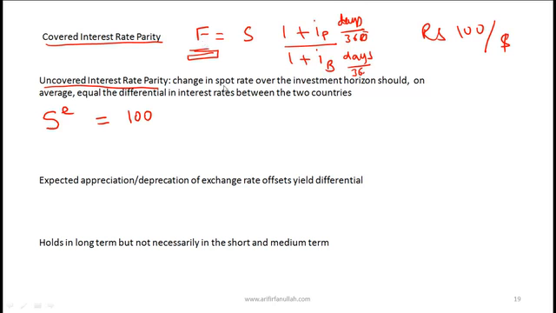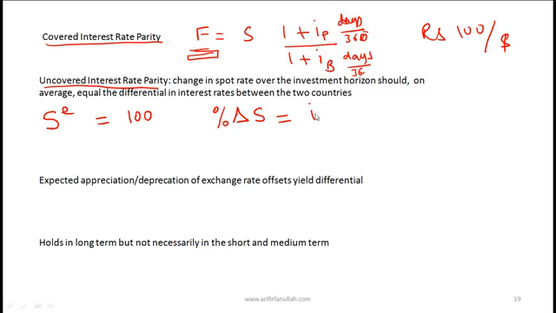Now moving on, I'll repeat this statement because this is key. According to uncovered interest rate parity, change in spot rate over the investment horizon should on average equal the differential in interest rates between the two countries. So how can we express this in a formula? So we can say that the percentage change in spot rate is equal to the difference between two interest rates.